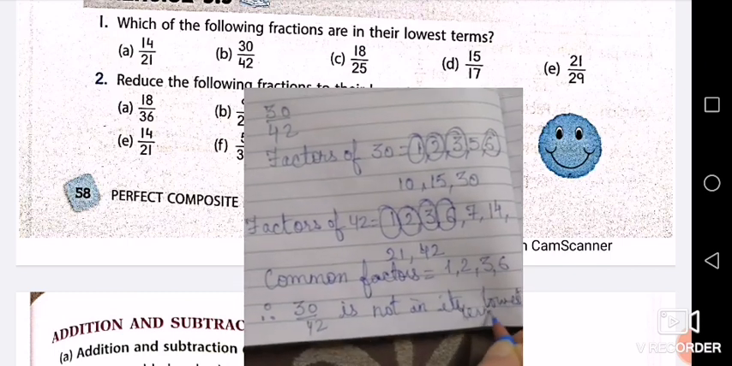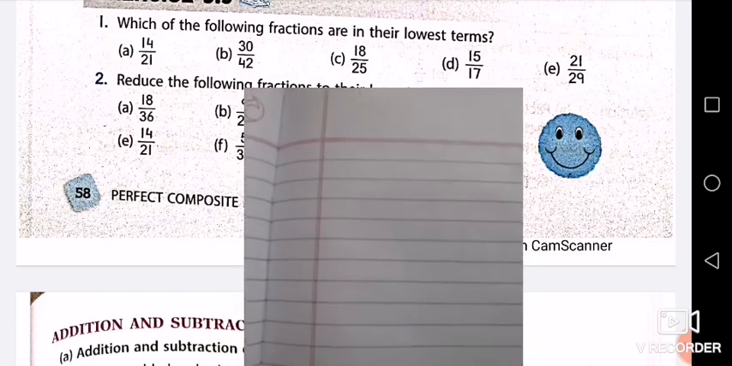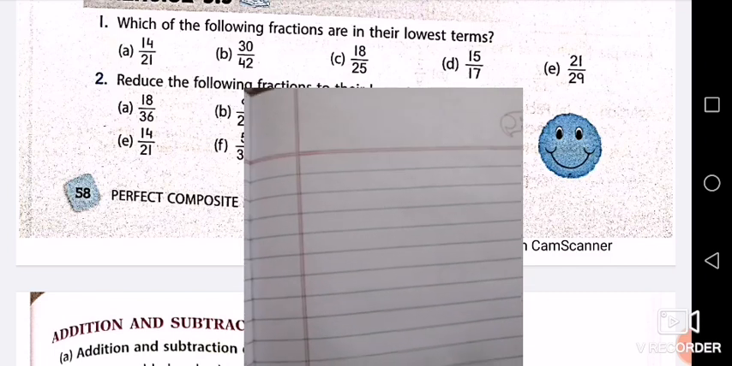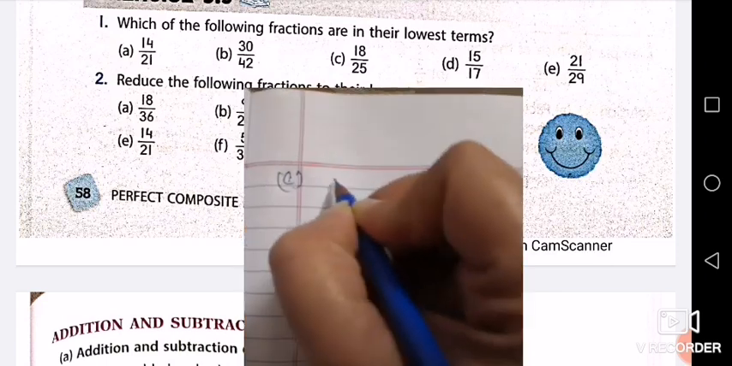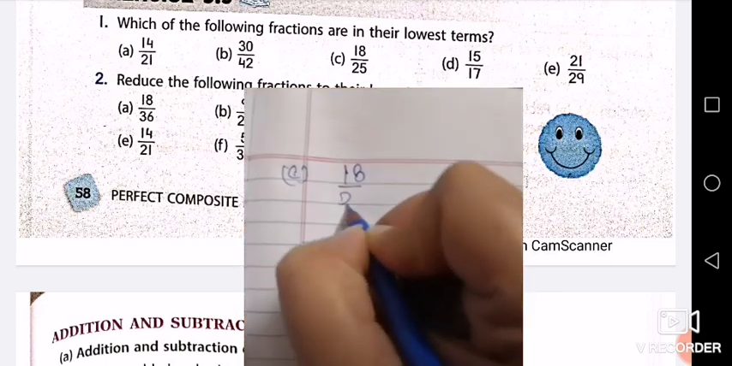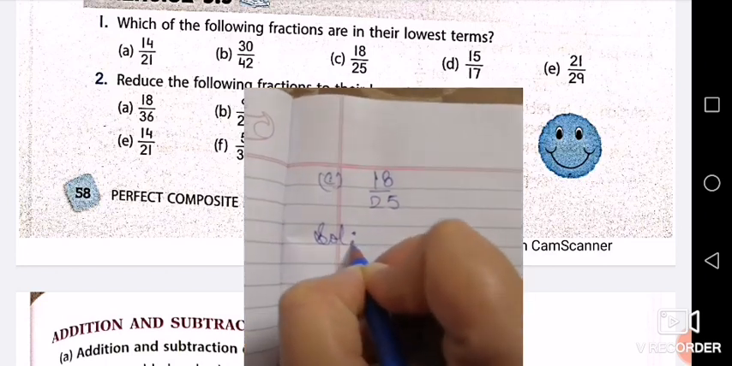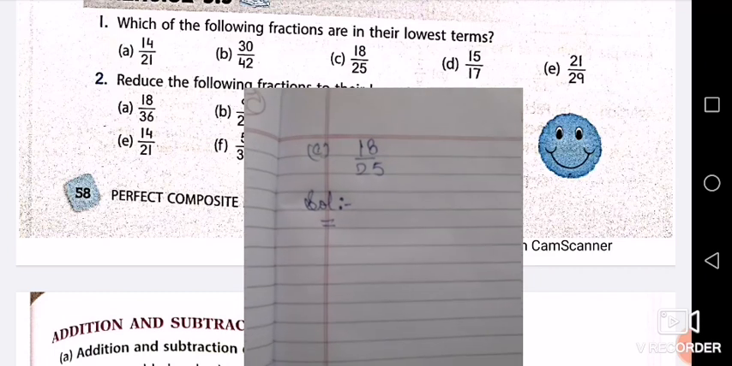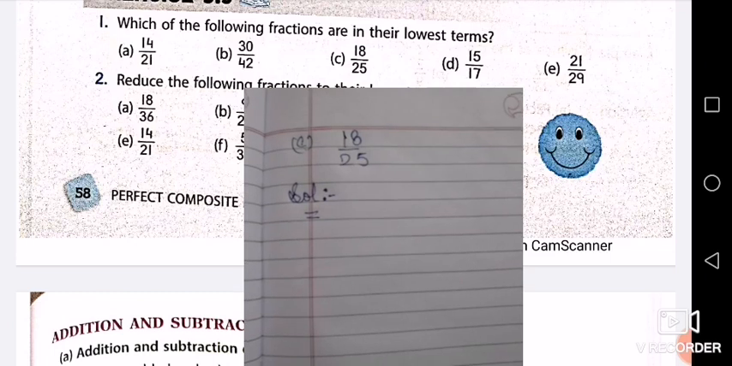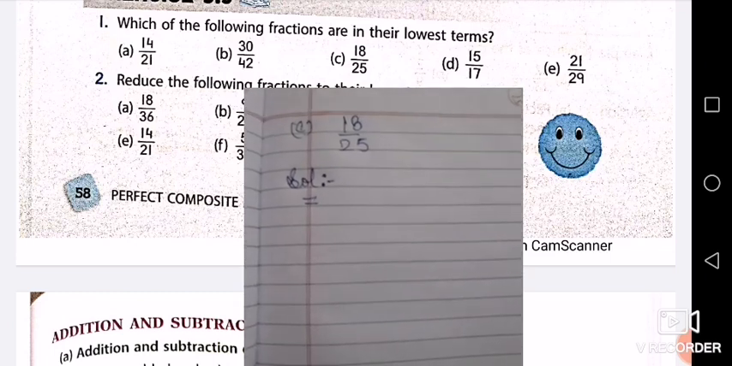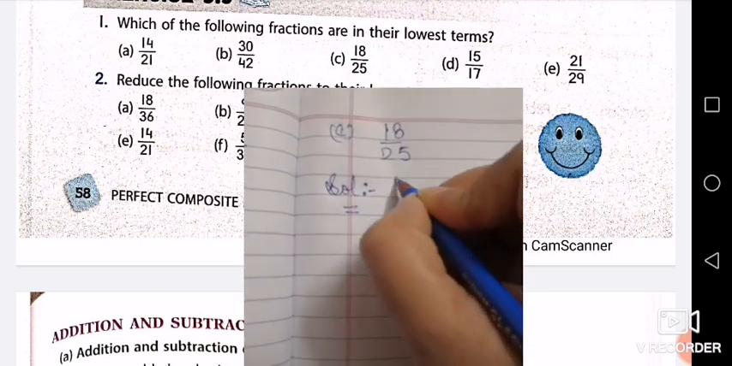So here I want to ask one question. If you have been given two prime numbers, then will they be in lowest terms or not? Come on, tell me fast. Yes, they will be in lowest terms. Why will they be in lowest terms? Because prime numbers are those numbers which are divisible by 1 and the number itself. So among two prime numbers, the only common factor will be 1. So let's move to C part, that is 18 by 25.